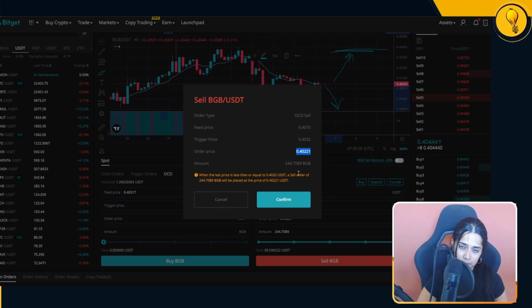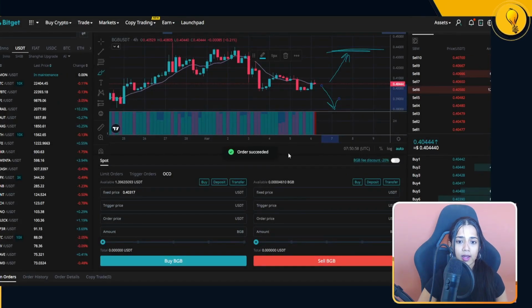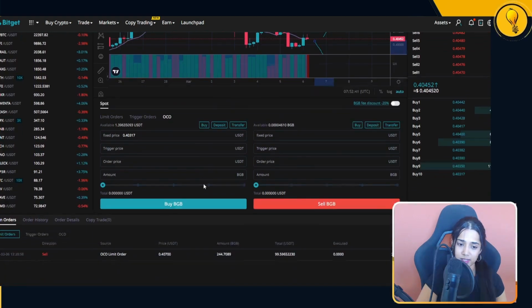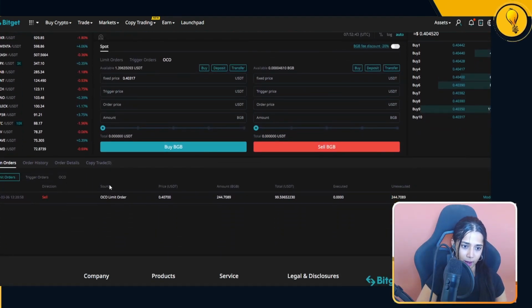Chances are it's going to be top order and it's just going to execute like that, but that's essentially what we want. That way you guys get a good visual on what's happening there. I'm going to go ahead and say confirm. As soon as I hit confirm, it says order succeeded. Now that our order has been placed, let's scroll down and look at our open orders.